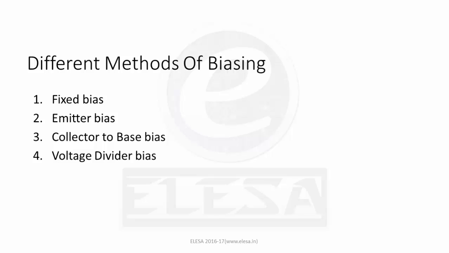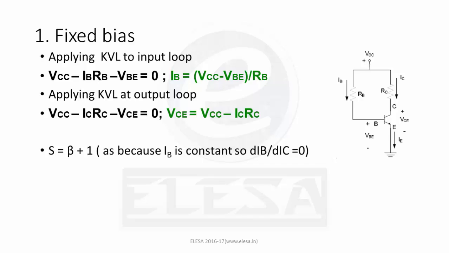Here are the methods of biasing of a BJT. In following each method, we are going to find the operating point of that bias circuit and also find the stability factor for deciding whether the circuit is stable or not. So let's move on to the first method, that is fixed bias.